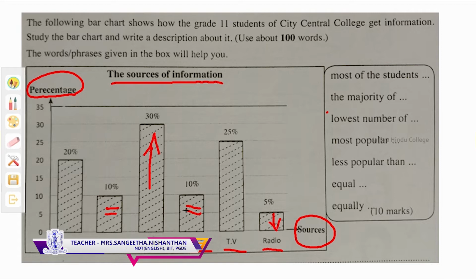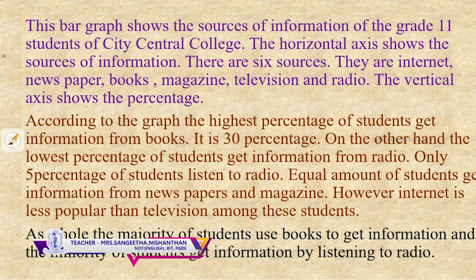At the same time, the internet is less popular than TV because 25% of students get information from television, and 20% of students get information from the internet. This is what you have to gather from a bar chart. Here's an example of how to describe this chart. This bar graph shows the sources of information of the grade 11 students of City Central College. The horizontal axis shows the sources of information. There are 6 sources.